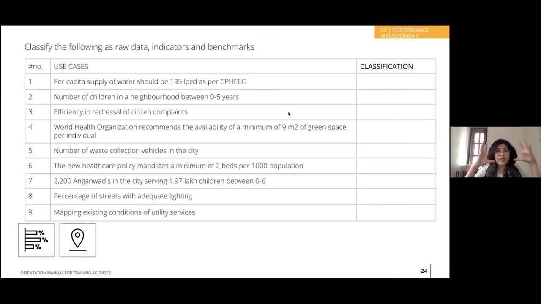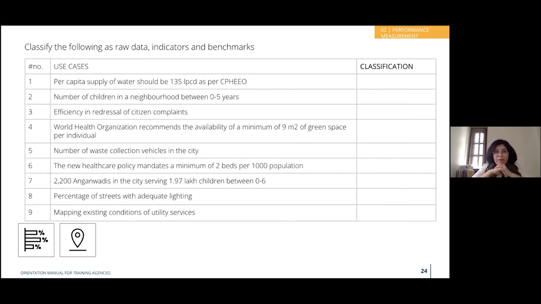And open up for a discussion. We have just some 9 things here. Can we quickly classify these? Which of these is a service level benchmark? Which of these is a benchmark? Which of these is an indicator? And which of these is raw data?